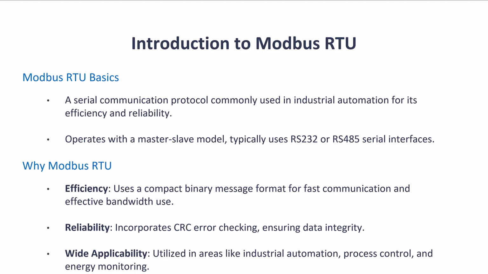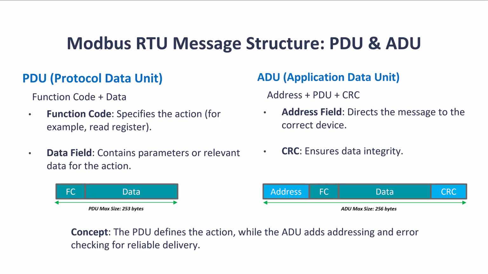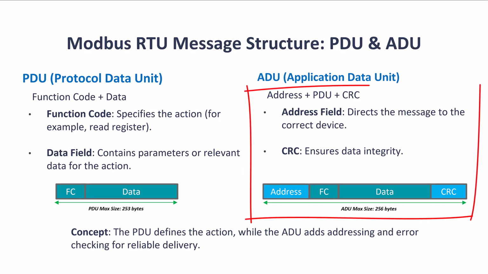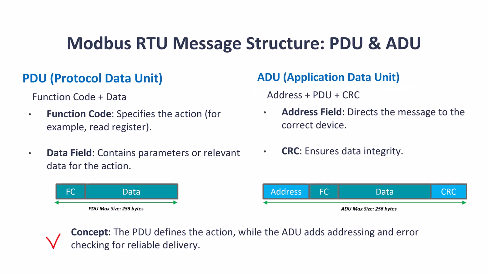Now let's look at how messages are structured. Modbus messages are made of two main parts: the PDU, or Protocol Data Unit, and the ADU, or Application Data Unit. So let's break these down. The PDU includes a function code, which defines the requested operation, and a data field, which contains the details needed, like register addresses or values. The ADU wraps the PDU with an address field to target a specific slave, and a CRC field to check for errors. So the PDU defines what to do, and the ADU makes it deliverable and verifiable.